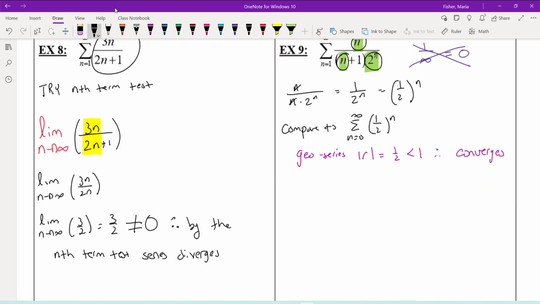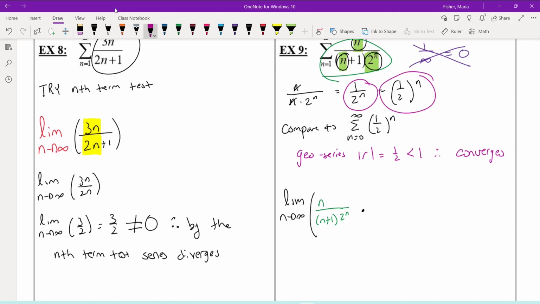Let's do the limit comparison test. So we're going to look at the limit as n goes to infinity of given, well, this guy here is my given, n over n plus 1 times 2 to the n, divided by my known, or times the reciprocal. Well, the reciprocal of 1 over 2 to the n, if we look at it as 1 divided by 2 to the n, would just be 2 to the n over 1. Notice that our 2 to the n's would cancel.